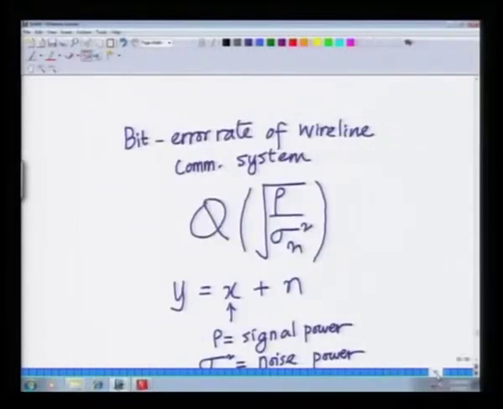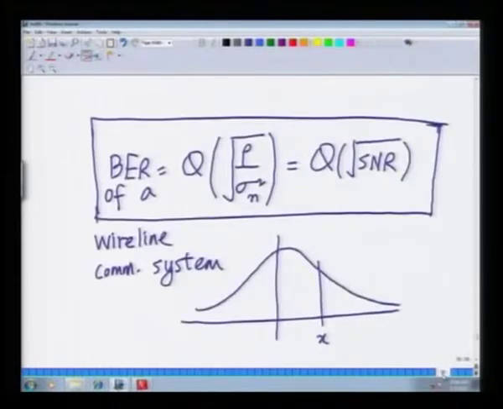We also derived the expression for the bit error rate of such a communication system. The bit error rate is given as the Q function of the square root of p over sigma n square, which is also Q of square root of SNR. Since p over sigma n square is SNR, the bit error rate of a wired communication system is Q of square root of SNR.